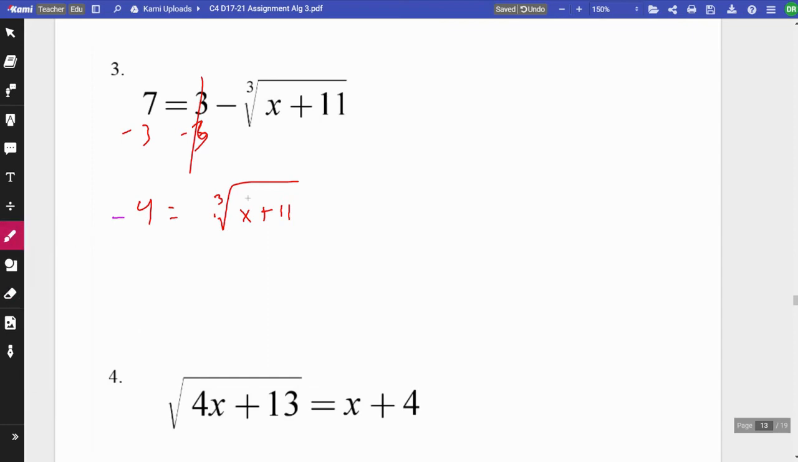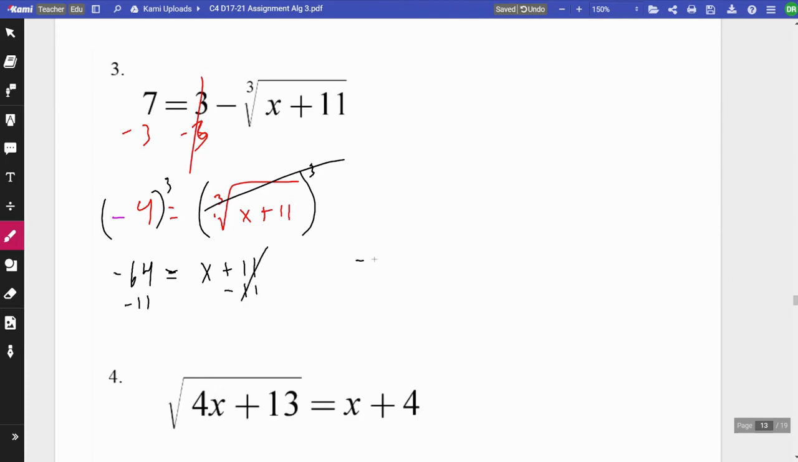Next, we want to get rid of the radical. It's an index of 3, so we'll raise it to the third power. Negative 4 to the third power is a negative 64. Equals, and then x plus 11 is what we get. The radical canceled out, minus 11.